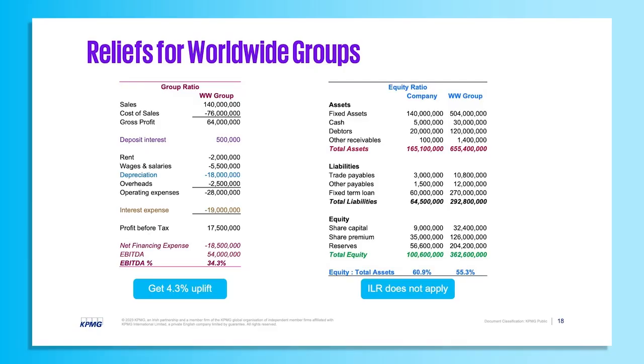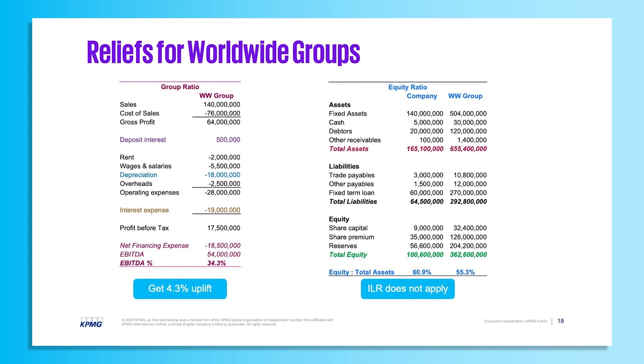This slide illustrates the operation of the group ratio and equity ratio. The group ratio means the percentage obtained after dividing the group exceeding borrowing costs or group net financing expense by the group EBITDA. The group net financing expense is shown on screen and is obtained by the addition of the total deposit interest of 500k and the interest expense of 19 million to give a result of 18.5 million.